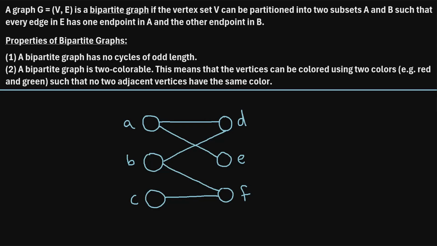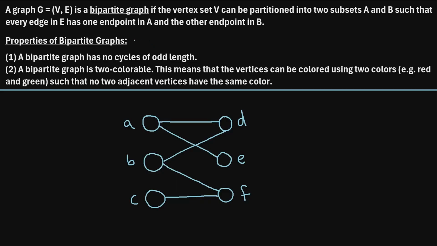In graph theory, we say that a graph G with vertex set V and edge set E is a bipartite graph if the vertex set V can be partitioned into two subsets, let's call them A and B, such that every edge in the edge set E has one endpoint in A and the other endpoint in B.